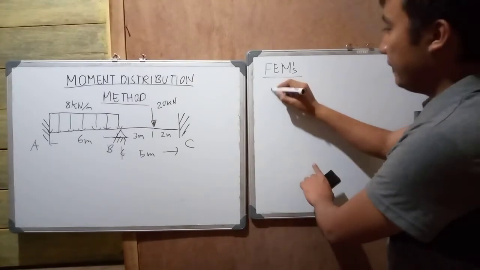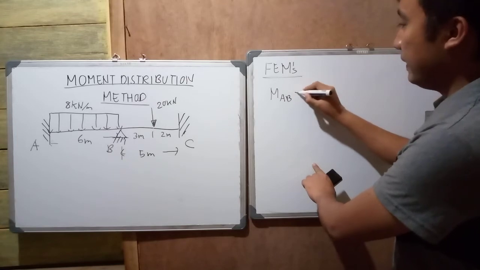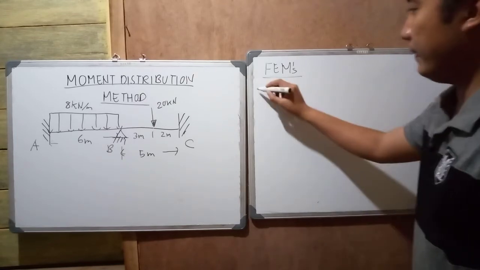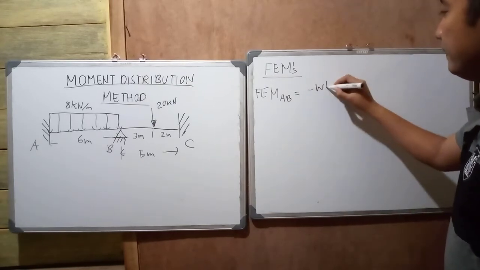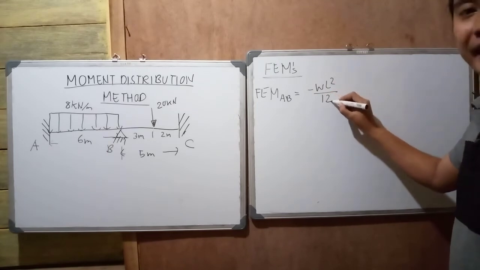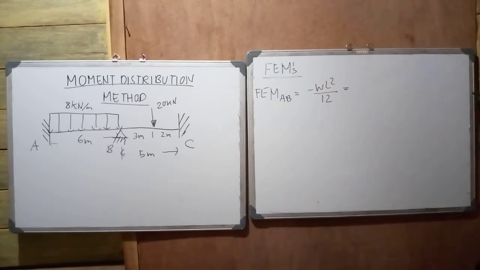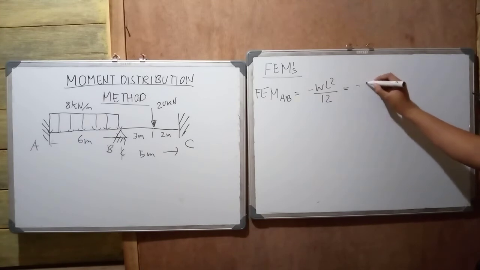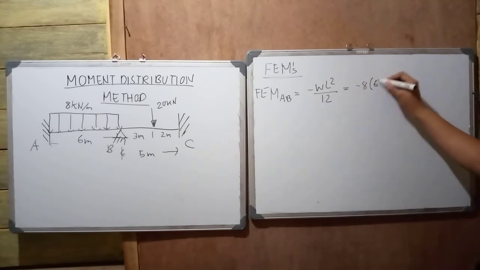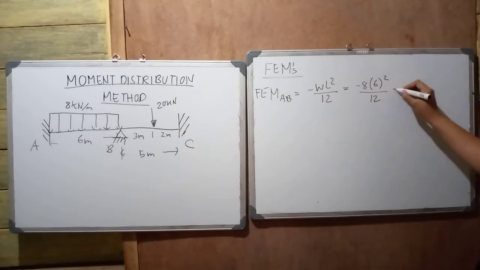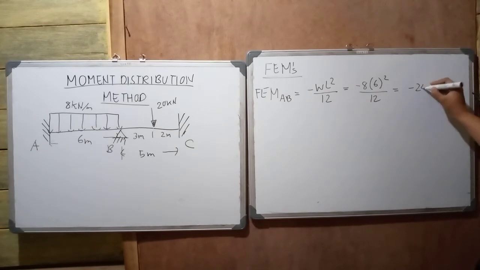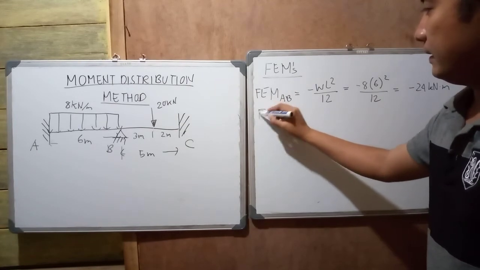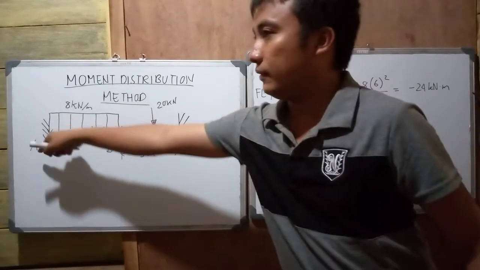Okay? So, we have FEM AB, which is equivalent to negative WL squared over 12. I hope you remember the formula for fixed end moments. So, there are many of those. Negative 8 times 6 squared over 12. Okay? So we compute. This will be negative 24 kilonewton meter. That is the fixed end moment on the left side.